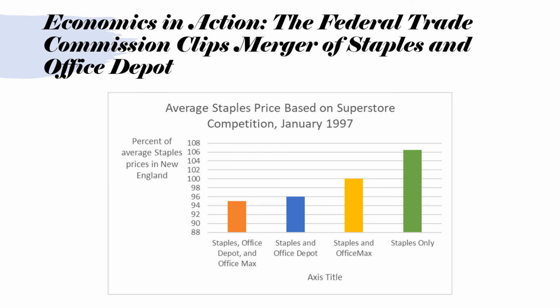In some areas, such as St. Louis, Staples had competition from Office Depot and OfficeMax, while in others it faced less intense competition. In markets where Staples had no other superstores to compete with, shown in green, prices were substantially higher than in markets where Staples and Office Depot both had stores. The FTC won an injunction against the merger in U.S. District Court in June of '97. Subsequently, Staples and Office Depot abandoned the proposed merger.